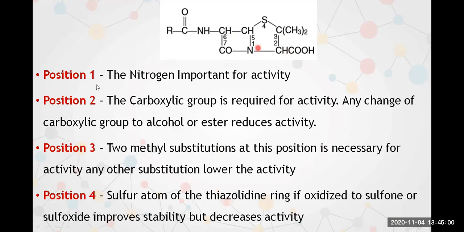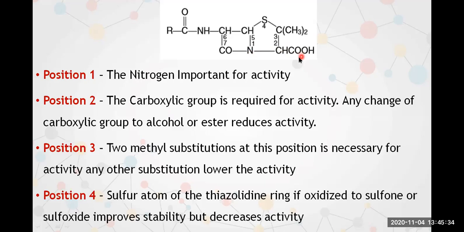So see here at position number 1, the nitrogen is important for activity. You cannot replace the nitrogen with sulfur or oxygen or simply with the CH or with any other heteroatoms. So this nitrogen has some structural feature that will help this drug to kill the microorganisms, to break down the peptidoglycan linkage.